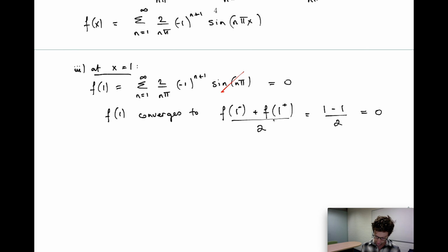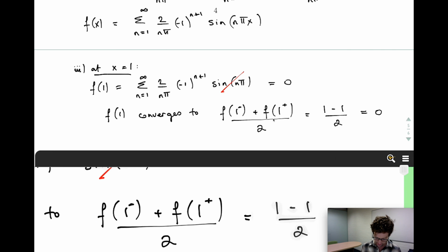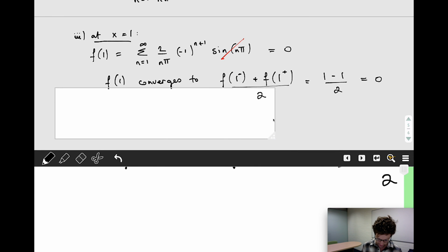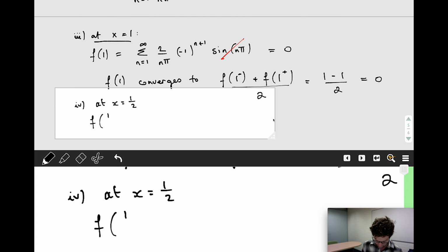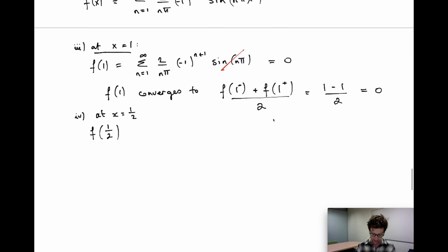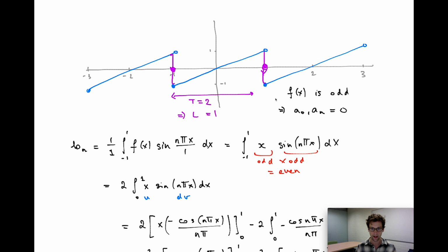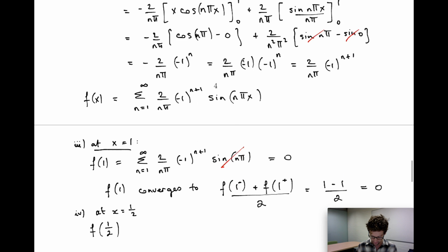Let's try this also for x is equal to a half and see if we can derive an interesting series. So we have at x is equal to 1/2, I can again put in x is equal to a half in here. Now there's no discontinuity at x is equal to a half, so the value of my function at x is equal to a half is just x, it's just a half.